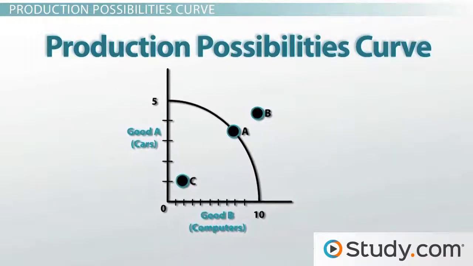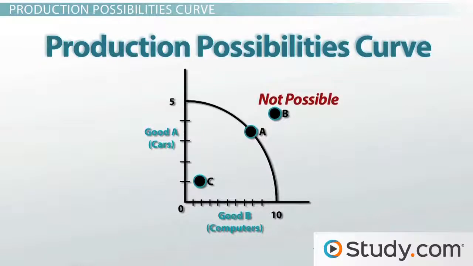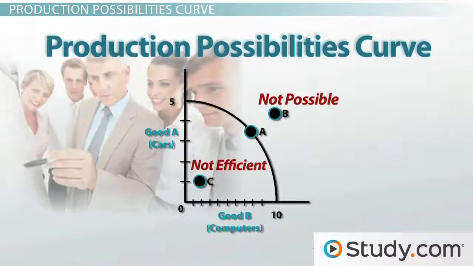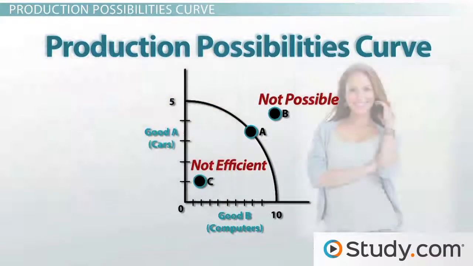To review, any point outside the curve is not possible, and points inside the curve are possible but not efficient. When you're a business or a firm and you're trying to maximize your profit, then you're very concerned about producing at your capacity so you can earn the greatest profit. If you're an individual, on the other hand, you may be concerned about maximizing your income, but you're also concerned about maximizing your time or perhaps your enjoyment.